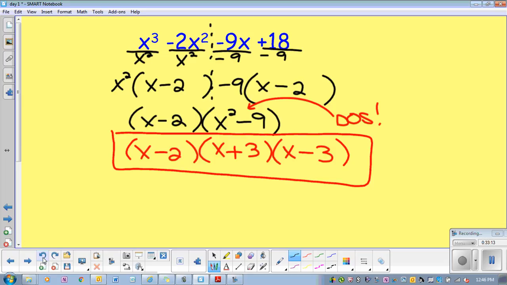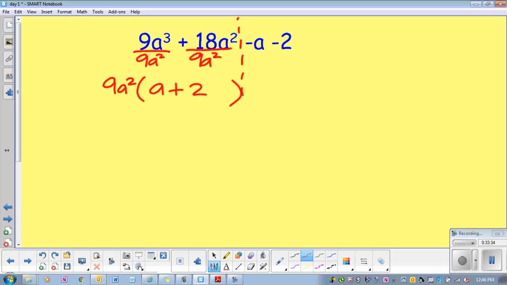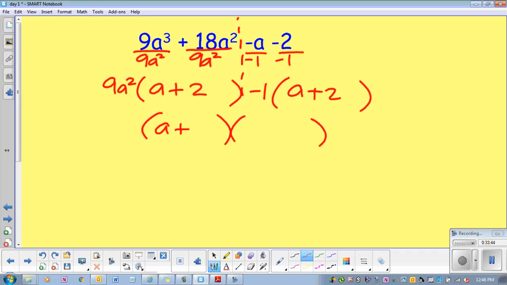All right, let's try this one. 1, 2, 3, 4. No GCF for the whole thing. Divide it right down the middle. 9a squared. Okay. A plus 2. Negative 1. So then we have a plus 2 and 9a squared minus 1.